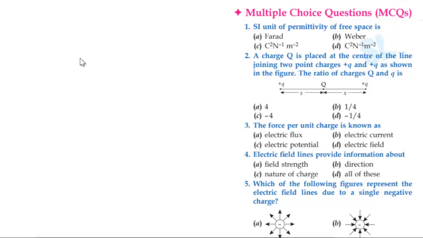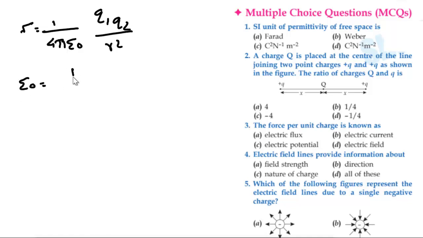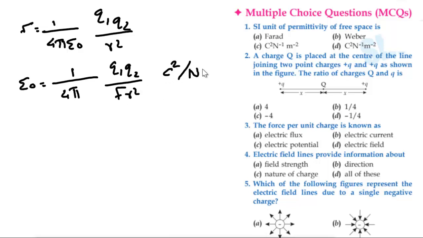Including permittivity of free space, which formula do you know? It is F equals 1 by 4 pi epsilon 0, q1 q2 divided by r square. So if you write one equation for epsilon 0, it is 1 by 4 pi into q1 q2 divided by F r square. So the SI unit of epsilon 0 is Coulomb square divided by Newton meter square, that is Coulomb square per Newton per meter square. This is the answer. Next question.